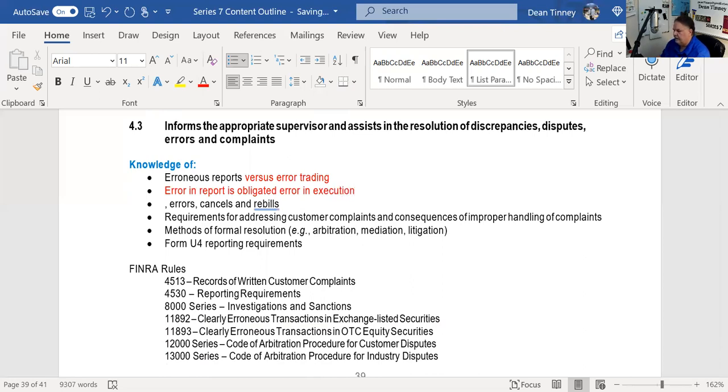Anyways, she told me she actually saw it. So I've been commenting through the explication. I haven't seen it in years, but if you see something, say something. She passed and called me. She actually saw it, so it was probably a good thing she asked me about it. Error in report, the customer is obligated. Error in execution, broker dealer is liable.